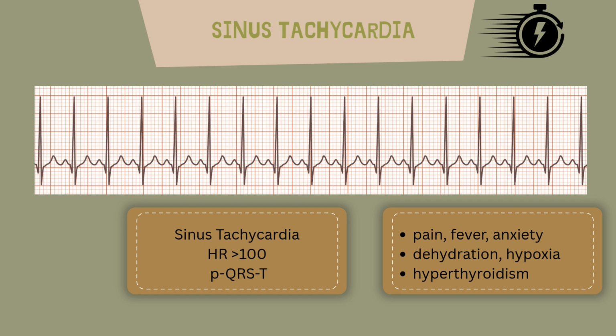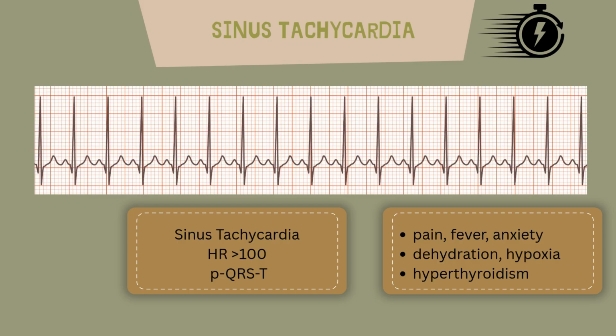Here, the SA node is working overtime. It's sending signals much faster. The heart rate is about 100 beats per minute or more, but the sequence is still normal. We still have a P wave, a PR interval, a beautiful QRS, a T wave, and then rinse and repeat. It's fast, but still organized.